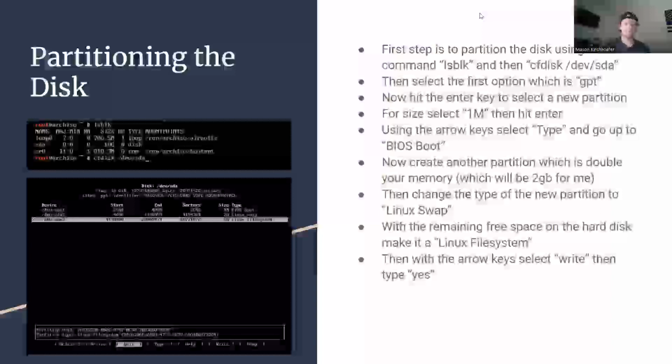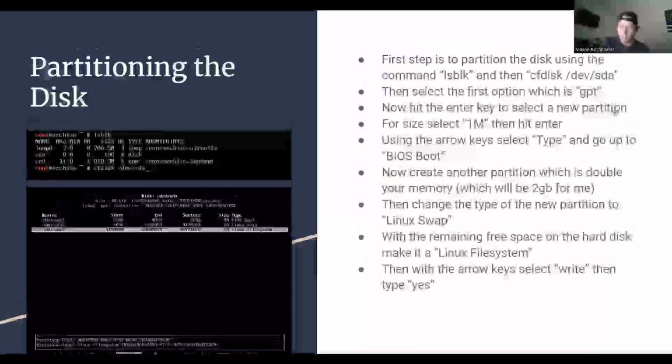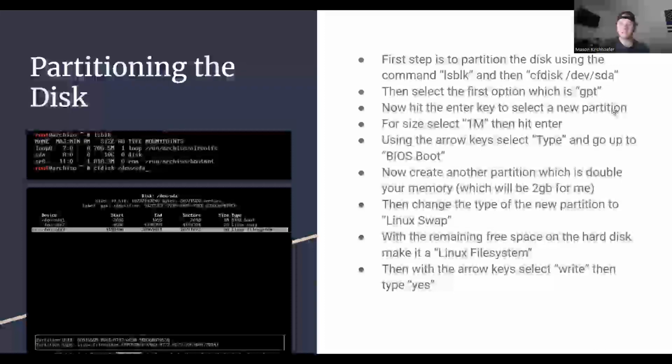The first thing you want to do is partition the disk. You can use the command lsblk to first see all the active partitions there are right now, and then you can do the command cfdisk /dev/sda. This will bring you into the partitioning menu, and it'll show a little drop-down of 4 or 5 different things to select. Just select GPT and then hit the enter key.